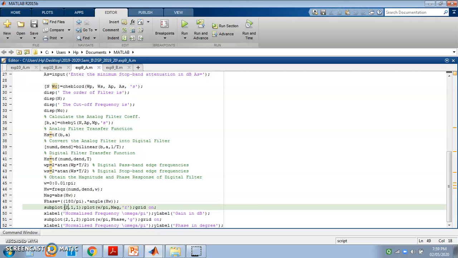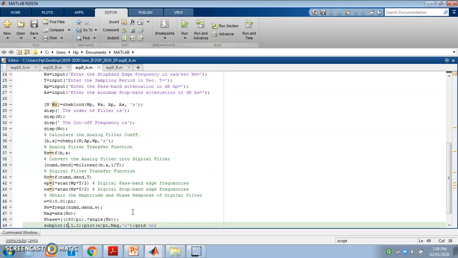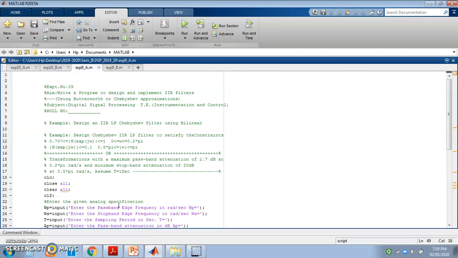So for that purpose I have used the subplot command, subplot of 2 comma 1 comma 1, plot of normalized frequency, that is w by pi, or here you may say omega by pi, comma magnitude, and it is in red color, and subplot 2 comma 1 comma 2, a plot of normalized frequency value, that is omega upon pi, comma phase in green color, and grid on, here x label, y label, title, all these things are known to you already. So these are the standard commands that we have used.